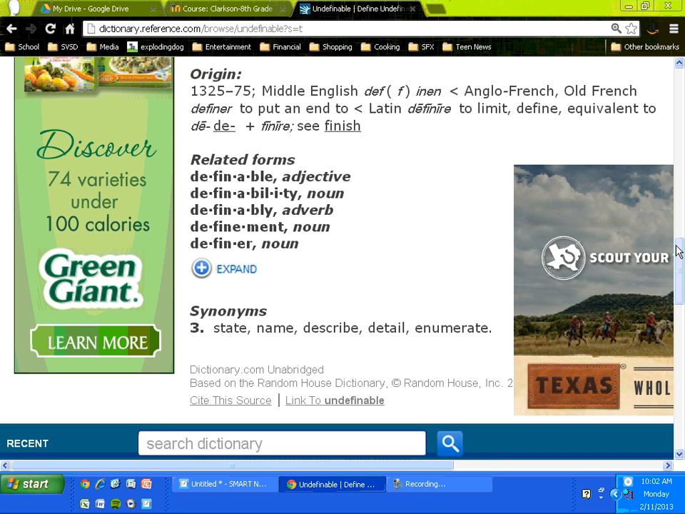I have asked Michaela to define the root. Michaela, what's the root of undefinable? Nope. What's the root? You're mumbling. I can't understand you. Nope. Can somebody tell me what the root of undefinable is? I'll give you a hint. It's broken down for you on the screen right now. Fin. How do you know that?